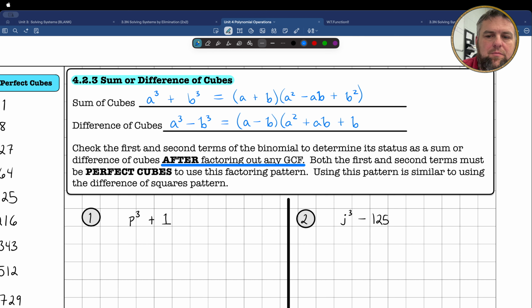And so really the pattern is the following. If it's a cubed plus b cubed, the first binomial is going to be a plus b, and then the minus part on the inside is minus ab. Okay, and then if it's a difference of cubes, it's a cubed minus b cubed. Your binomial is going to be a minus b. Your trinomial is going to be plus ab.